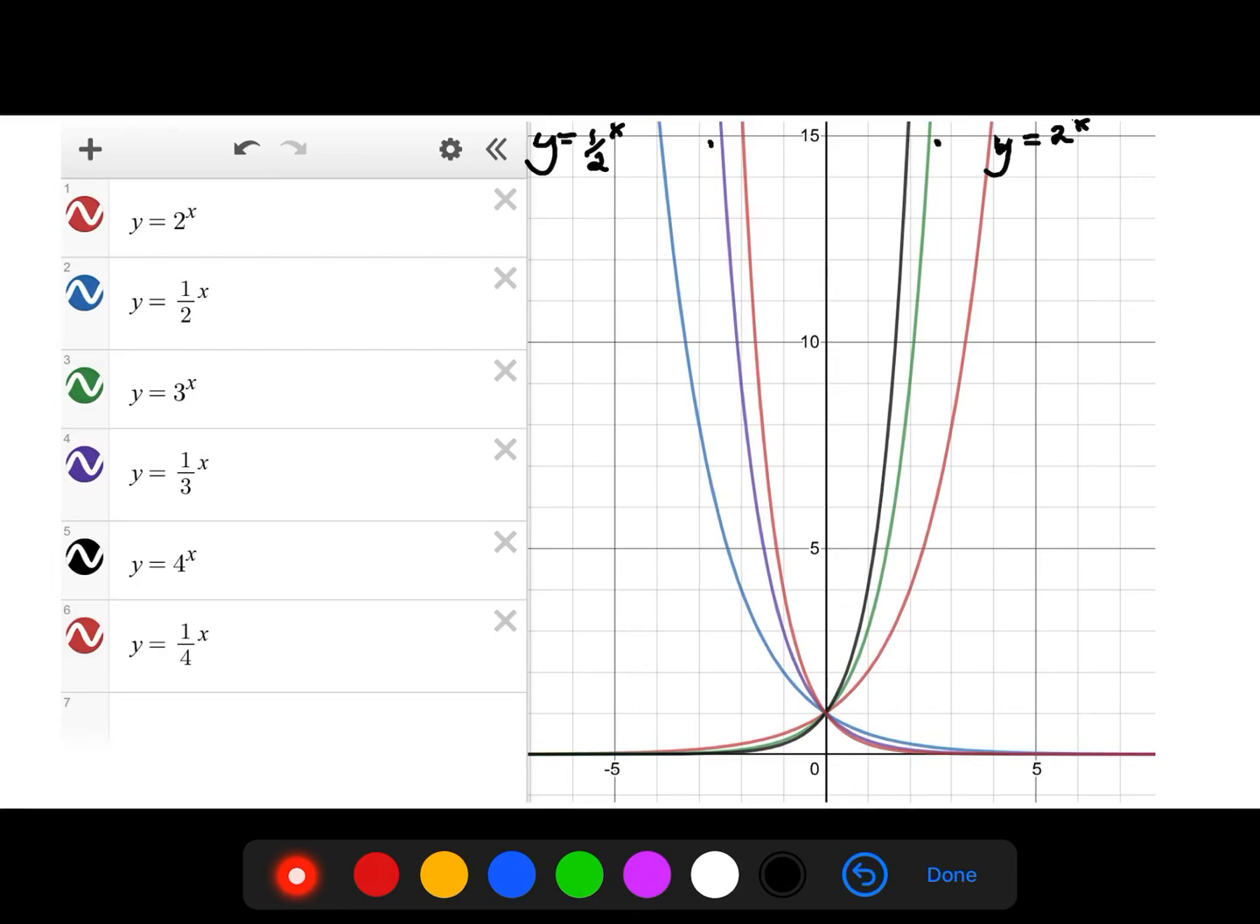So we can see that they all have some things in common here. They have the same y-intercept. They pass through the y-axis at the same spot, which makes sense because anything to the power of 0 is just equal to 1. So we should have that the same here at all times.